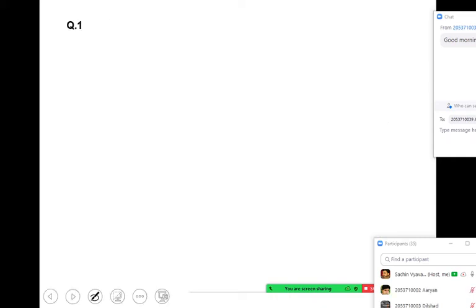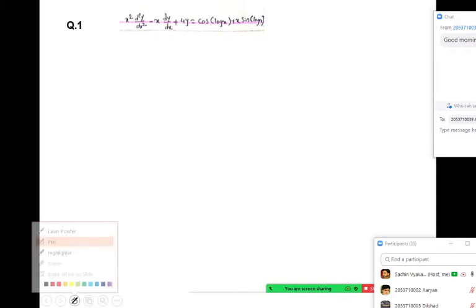So question number 1, solve x square d2y by dx square. I'm reading this, for those who are not able to read it. See, x square d2y by dx square minus x dy by dx plus 4y is equal to cos of log x plus x times sine of log x. That is the differential equation we have.